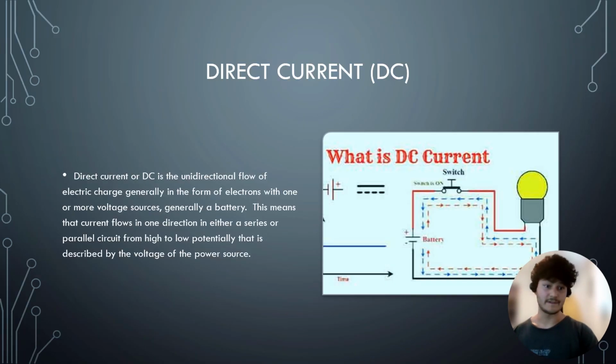Direct current, or DC, is the unidirectional flow of electric charge, generally in the form of electrons, with one or more voltage sources. In most cases, this voltage source is a battery. This means that current flows in one direction in either a series or parallel circuit, from high to low potential, as described by the voltage of the power source. So, in direct current, we can only have one direction, whether it be high to low or, conventionally, low to high.